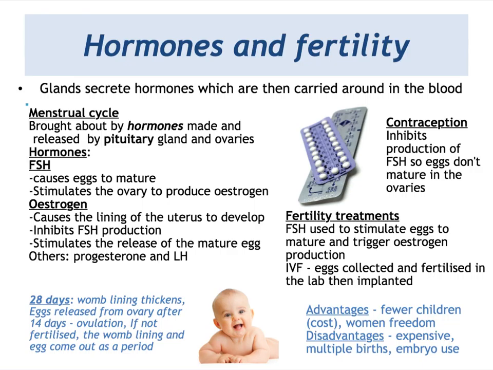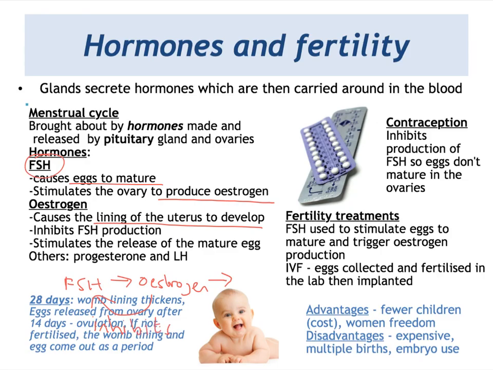Got hormones, okay, so in the female we've got 3 hormones that we need to know. We've got FSH, okay, which causes eggs to mature, and it stimulates the ovary to produce estrogen. It's kind of like a cycle. So FSH produces estrogen, okay, then estrogen causes the blood lining of the uterus to develop and inhibits FSH. So once that's produced, it stops FSH. That's because you don't want another egg to mature.